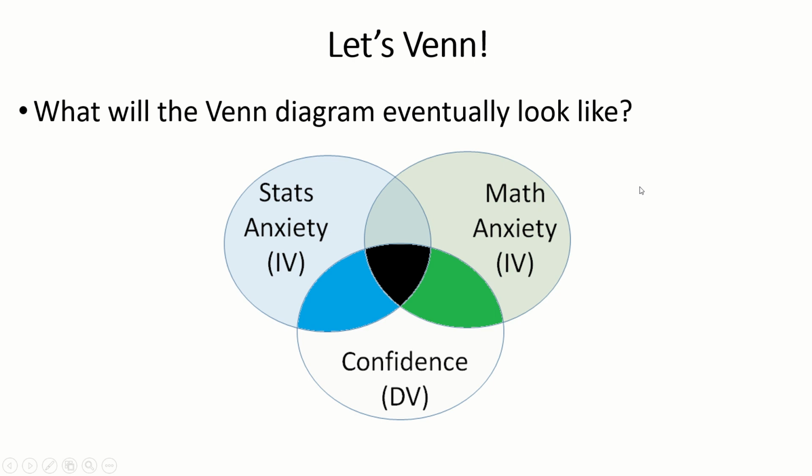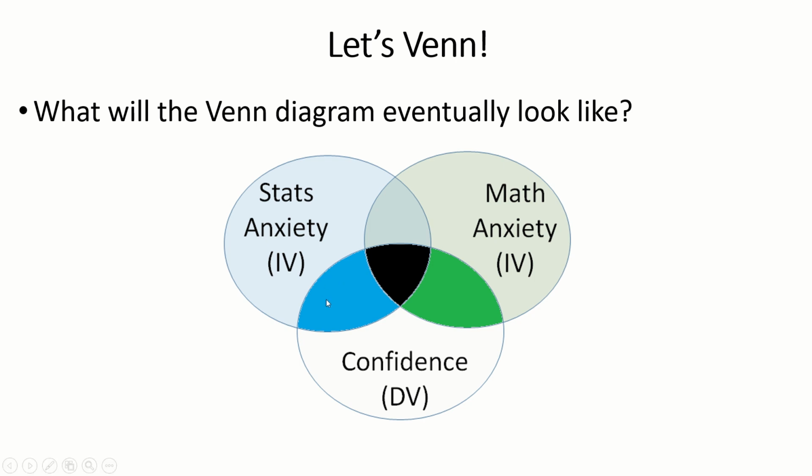So what will the Venn diagram eventually look like? In this case, we have equal stats anxiety and math anxiety. The blue shaded portion and the green shaded portion are similar in size. So in this situation, stats anxiety and math anxiety both equally predict confidence. But it is possible that the blue shaded portion is significantly bigger or the green shaded portion may be significantly bigger. We just don't know yet.